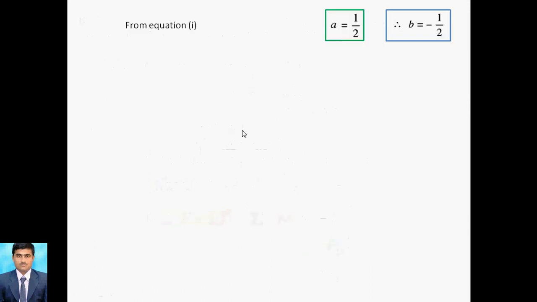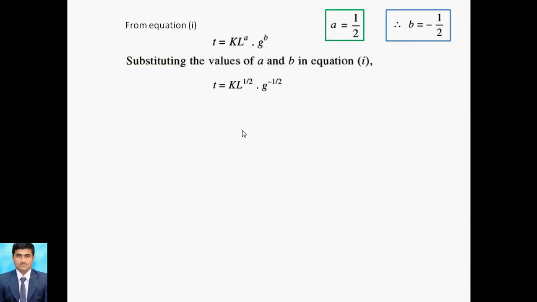So from equation 1, t is equal to k L raised to a, g raised to b. So we put the value of a: L raised to half, g raised to minus half. So that's why we get the value of L raised to half and g raised to minus half. So we can write k into square root of L upon g.